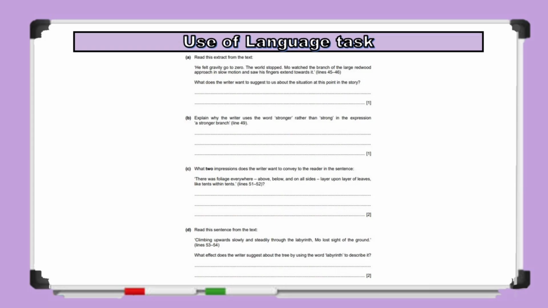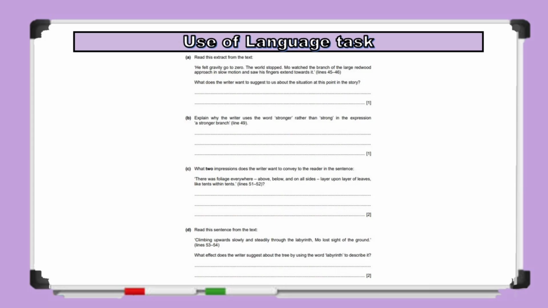Whenever you answer these questions, avoid vague statements like "it is effective" or "it makes the writing interesting." Those answers are too general and will not score marks. Instead, always explain what the word means in the context of the passage, what image or idea it creates, what it emphasizes, and how it makes the reader feel. Keep this formula in your mind throughout every writer's language question because it will help you write strong answers.